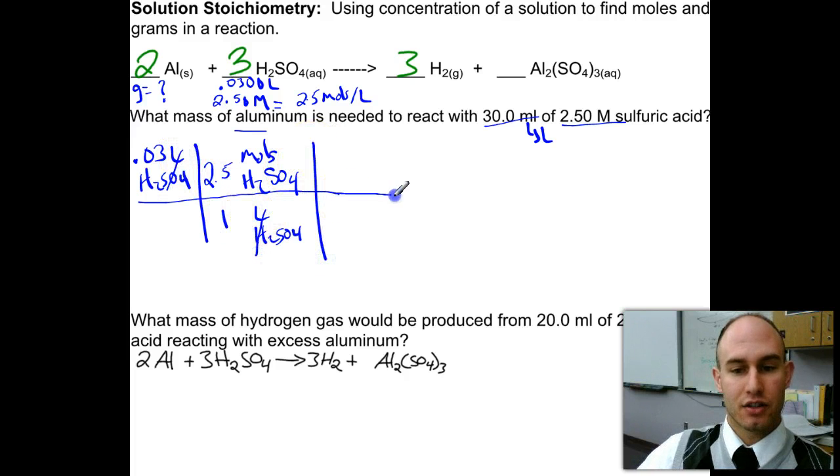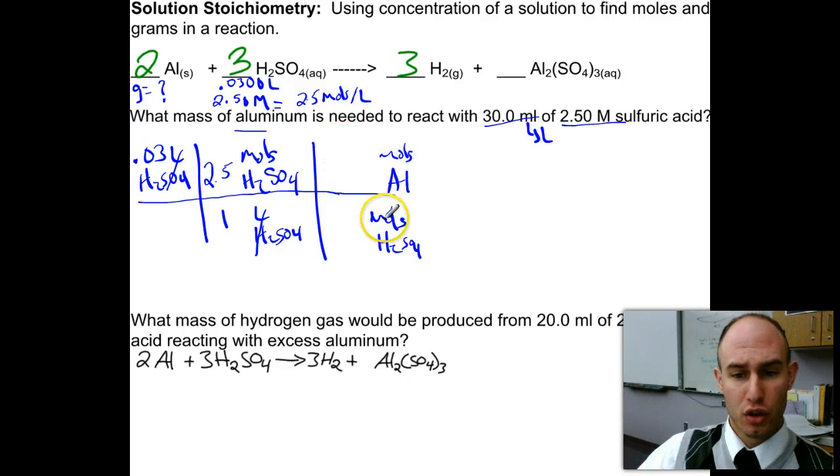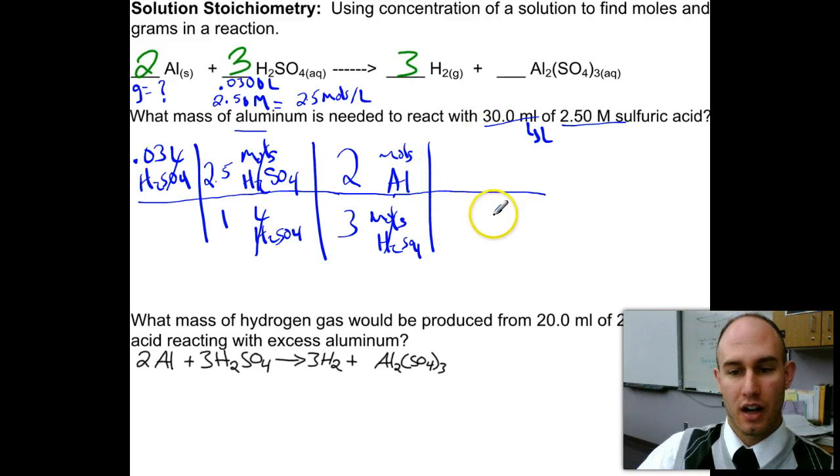Set up my next train track. I can bring down moles of H2SO4, and I am going to moles of my unknown, aluminum, on top. This is moles over moles, my mole ratio. It is a 2 to 3 ratio because I have a nice balanced chemical equation here. I'm now in moles of aluminum. My last step is to do moles to grams, so moles of aluminum to grams of aluminum.